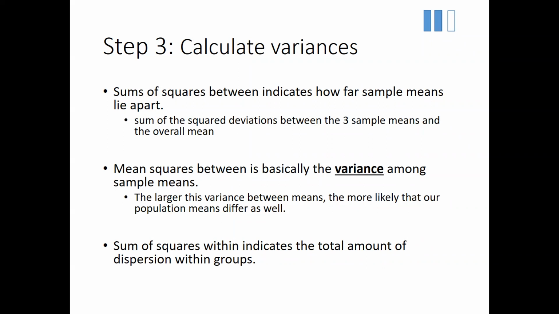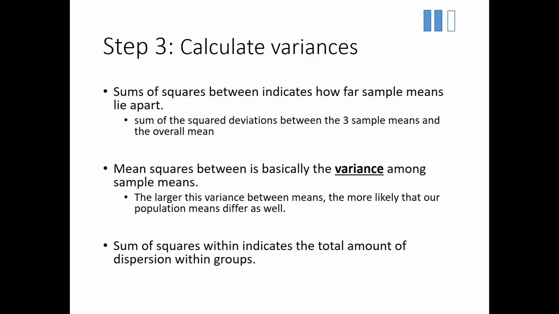So there are essentially three measures we're looking at here. The sum of the square differences between the groups, okay? So the sum of the square differences between school A and school B, right? As well as the difference from the overall mean. That's one. The mean squares is essentially the variance among the sample means.